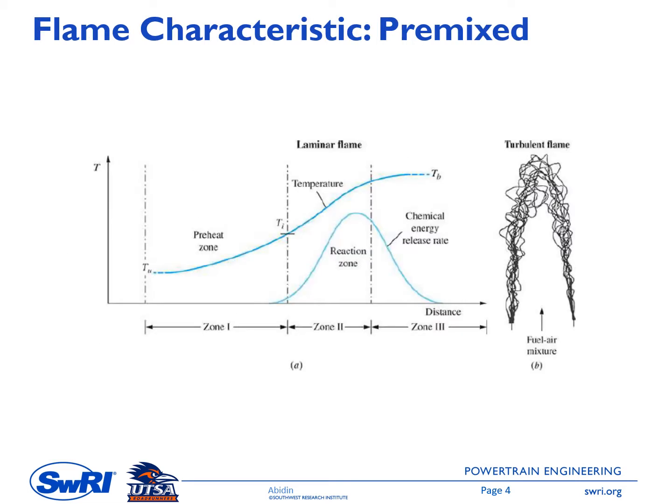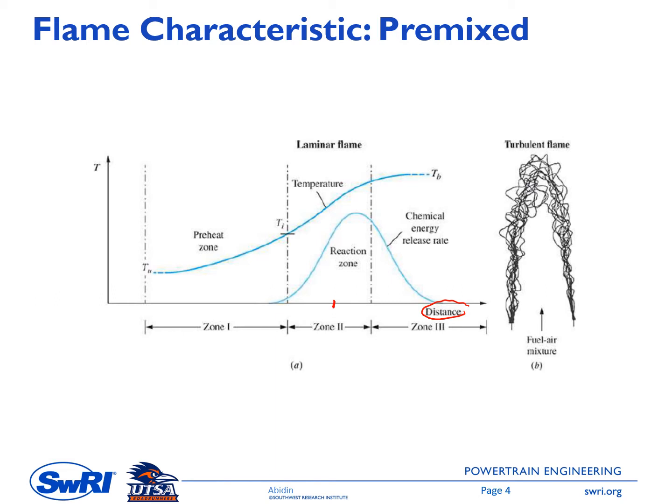This is the schematic of the flame characteristic for a premixed flame. So we have temperature as the vertical axis, and on the horizontal axis we have distance. This is the distance from, let's say, the center of the flame front, which is somewhere here. So there are three zones here.